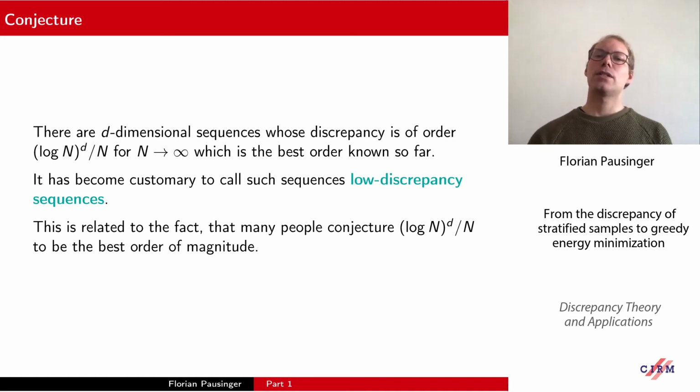There are sequences whose order of magnitude is (log n)^d over n, and so it became customary to call such sequences low discrepancy sequences in higher dimension. This is related to the fact that some people believe this is the right order, while others argue the order might be different.